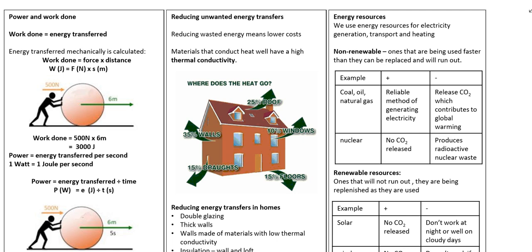Reducing unwanted energy transfers. Reducing wasted energy means lower cost. Materials that conduct heat well have a high thermal conductivity. Next, it is explanation of energy resources. We use energy resources for electricity generation, transport and heating. Non-renewable resources are ones that are being used faster than they can be replaced and will run out. Reducing transfers in homes: double glazing, thick walls, walls made of materials with low thermal conductivity, insulation in the wall and loft.